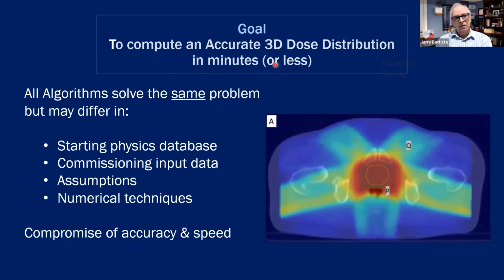So all the algorithms want to compute the dose accurately, ideally in minutes or even less. And they all solve the same problem using one of those previous equations, but they might differ in their starting physics database. Some might ignore some of the cross sections. For example, if photoelectric events are rare, most of the methods would ignore that. The commissioning of these algorithms is different. They want different types of input data. The assumptions are different and the numerical techniques are different. So they might give different answers because of that. And the main objective is to compromise between accuracy and speed.